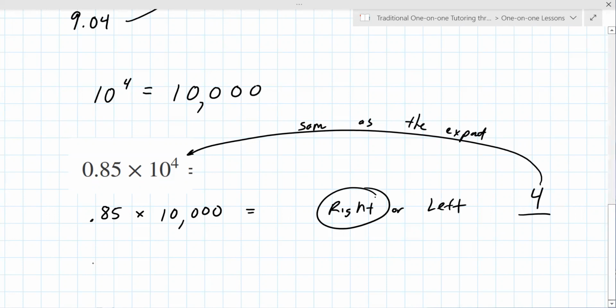So can you tell me what that new number becomes, or how many zeros it has to the right of it? Oh, 2 zeros. Yeah, 2 zeros. So what is that new number? 8,500.